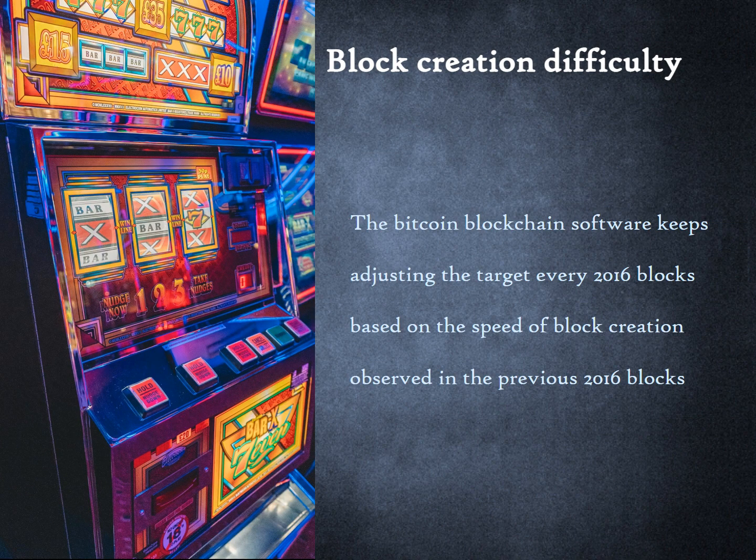The Bitcoin blockchain software keeps adjusting the target every 2016 blocks based on the speed of block creation observed in the previous 2016 blocks. If the speed is too slow, the difficulty level will be eased and vice versa. The mathematics behind the adjustment of target ensures a block creation time of approximately 10 minutes.